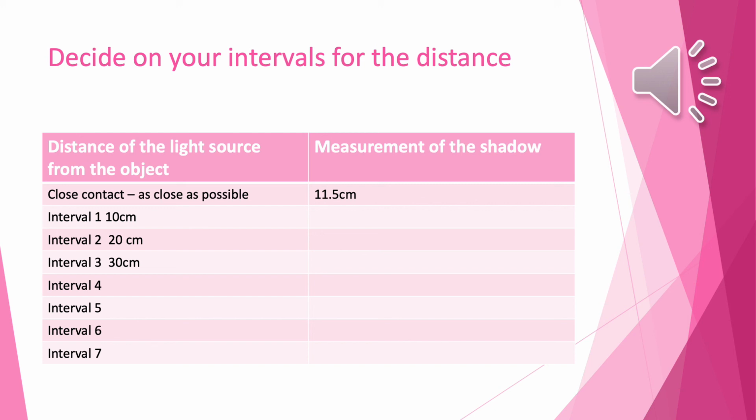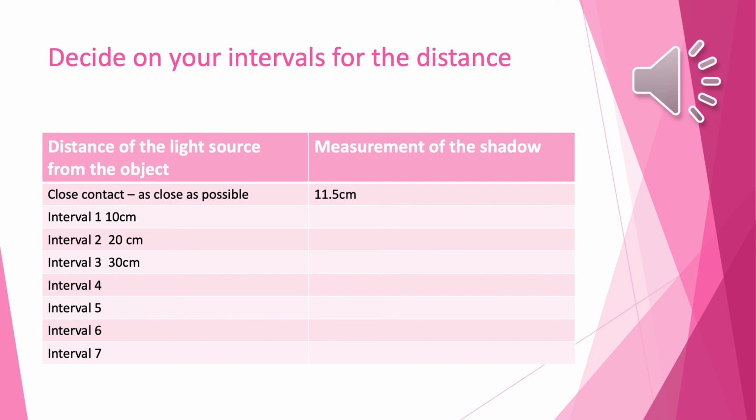Then do another measurement. Then interval 2, I'd move my light source 20 centimetres back, then 30, 40, 50, 60, 70, and so on, so that I get a really clear and vivid image of what is happening to the shadow. So make sure you fill in and decide your intervals first before you begin, because you want to keep them. It could be that you did 5 centimetre intervals instead. I've chosen 10, it's just for the purposes of showing you what to do. But every time you move it, see the shadow, measure the shadow, write it down.